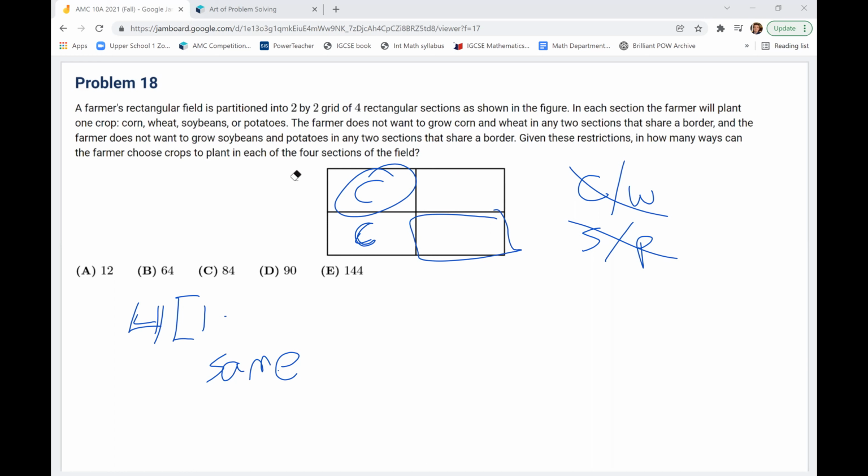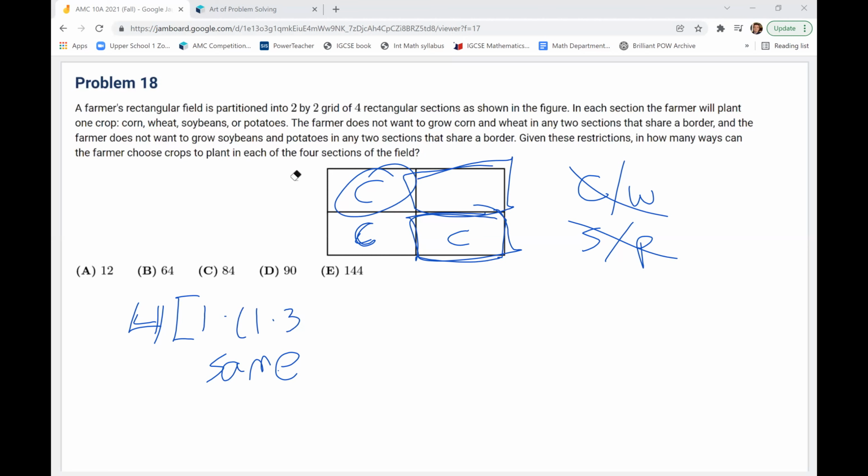Well, what if we put the same one also here? So what if this one's also the same, right? Well, that's going to be one possibility, in which case you have 3 possible choices for this, because it can either be corn, soybeans, or potatoes, right?